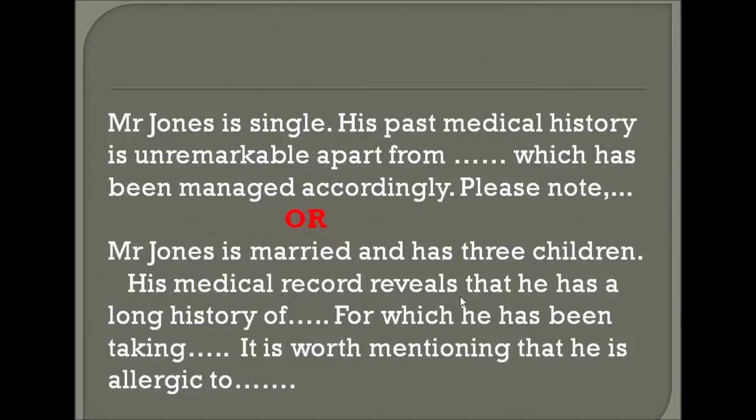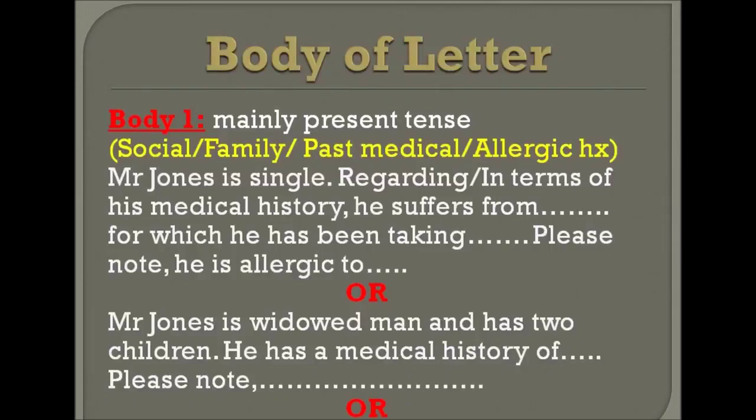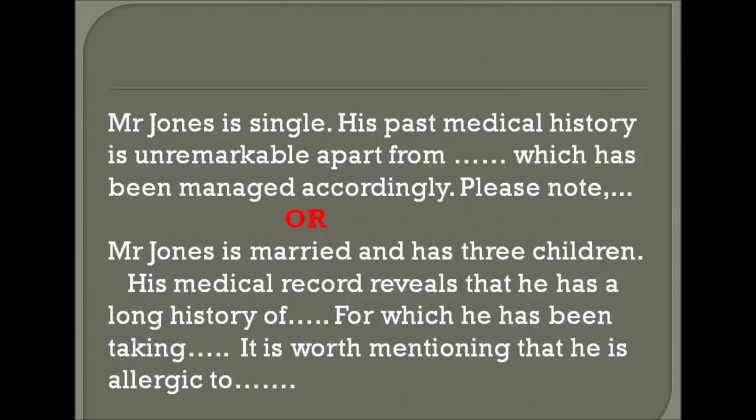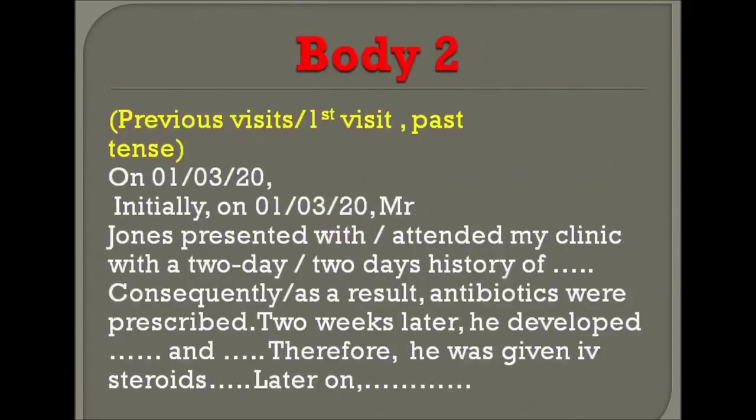His medical record reveals that he has a long history of hypertension, or any other disease for which he has been taking dash medications. It is worth mentioning that he is allergic to dash dash, any medication, anything. He is allergic to anything, you will mention here. So it is the paragraph in which you mention social, family and past medical history after the introductory paragraph in a non-emergency letter. After this paragraph, you will come to the visits of the patient.